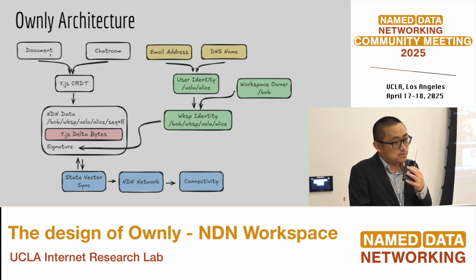And then when Alice wants to make some change to a document or send a message in the chat room, the changes that Alice makes will go through what we call the CRDT algorithm, which captures these changes and computes the difference between the documents and wraps them up into data. So Alice generates this data, that is the workspace name /UCLA/Alice with the sequence number, and signs it. And then this data goes through a synchronization algorithm called the state vector sync. This state vector sync propagates this data to all other peers like Bob and other workspace users. And these changes go through the NDN network, and the NDN network can be built through any community.